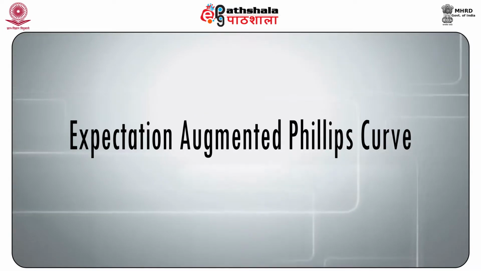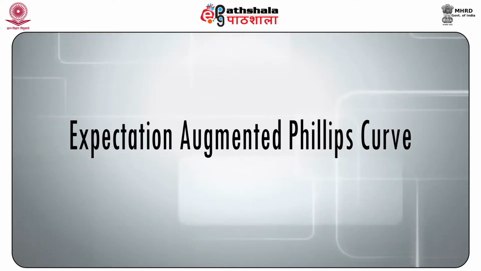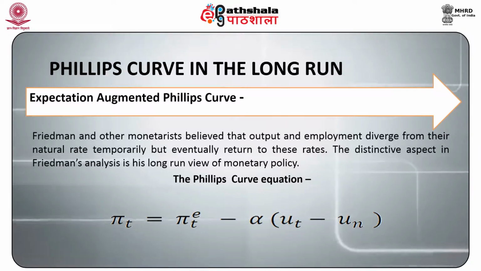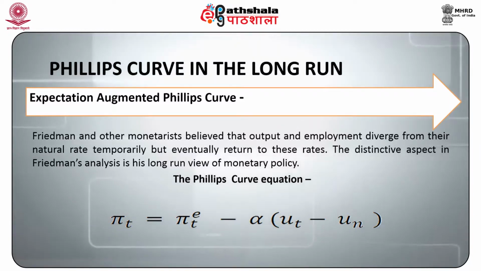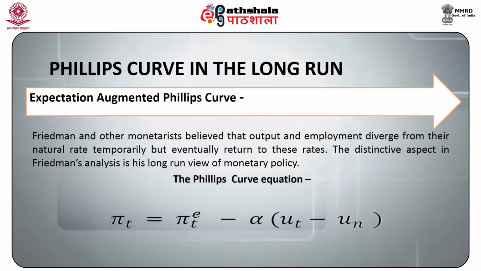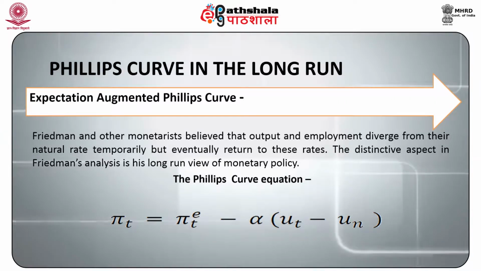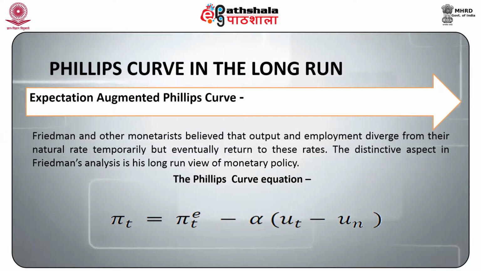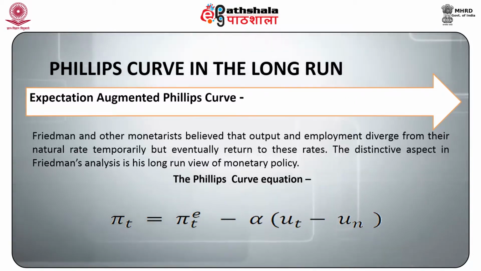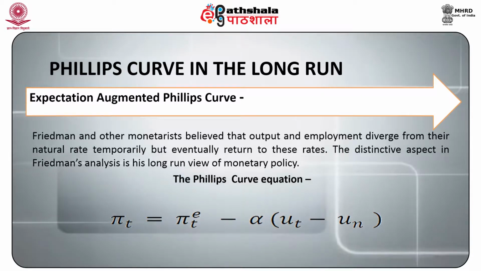Phillips curve in the long run. Expectation augmented Phillips curve. Friedman and other monetarists believed that output and employment diverge from their natural rate temporarily but eventually return to these rates. The distinctive aspect in Friedman's analysis is his long run view of monetary policy. Here the notion of natural rate becomes important.